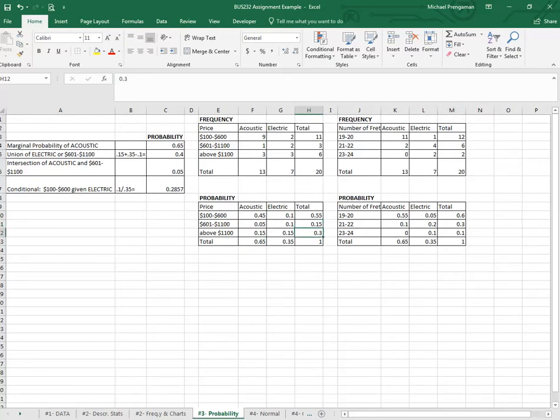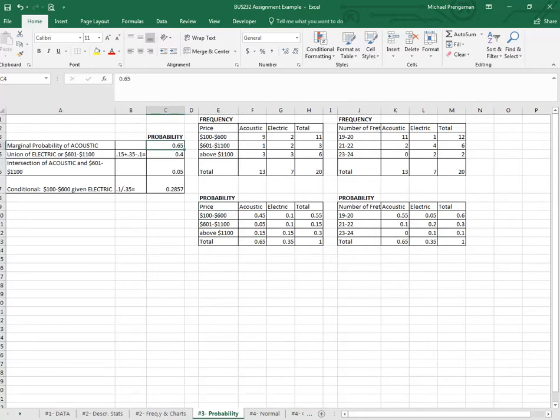I've repeated that process with a second set of data. So in this example, the first thing you need to show me is an example of a marginal probability or a total probability. So in this case, the total probability for an acoustic guitar in this first category of price is 0.65. The total probability of acoustic guitars in the price range is 0.65.